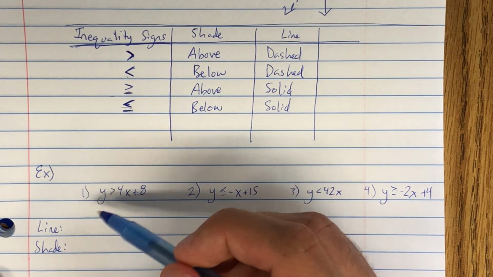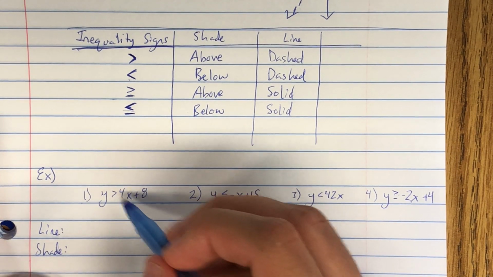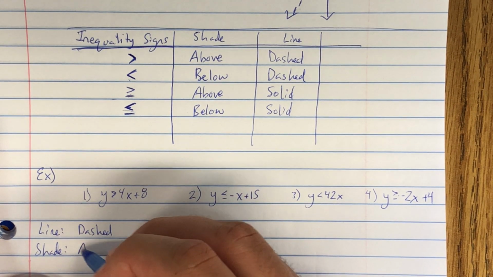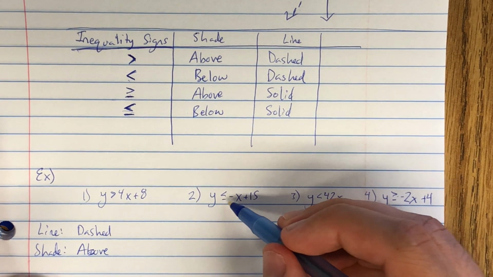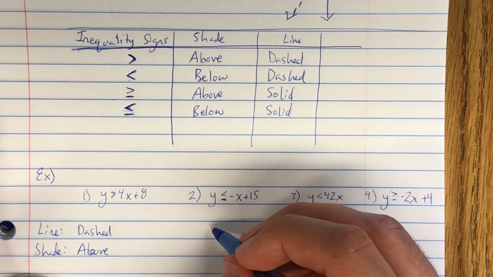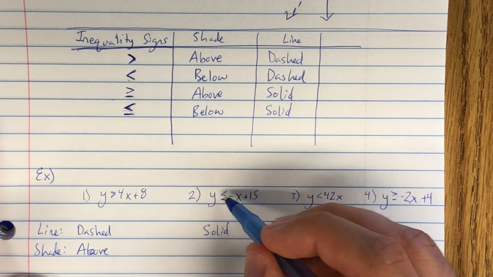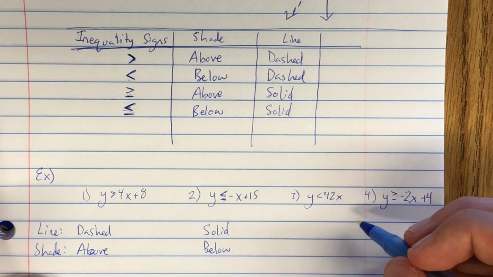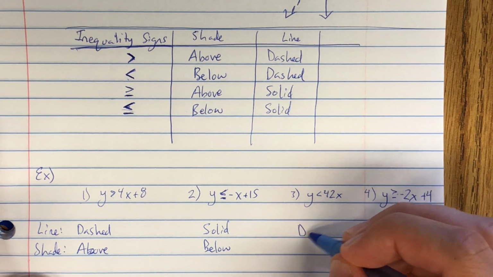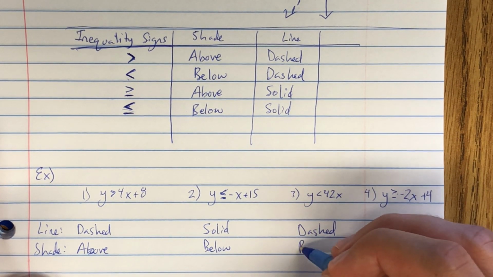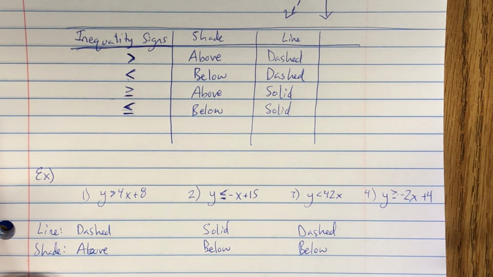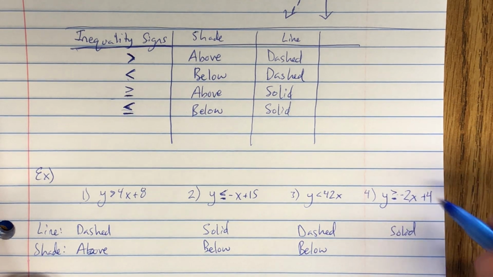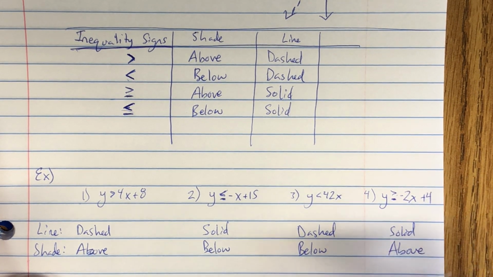Okay, we're back. So here, it is greater than but not equal to, so we should have a dashed line. It is greater than, so we should shade above. Here, it is less than or equal to, so that or equal to part tells us we should have a solid line. But because of that less than, we should shade below. Over here, we are less than but not equal to, so it's a dashed line. Less than means below. And last one, we are greater than or equal to, which means we should have, because of that or equal to, a solid line. And because it's greater than, we shade above.